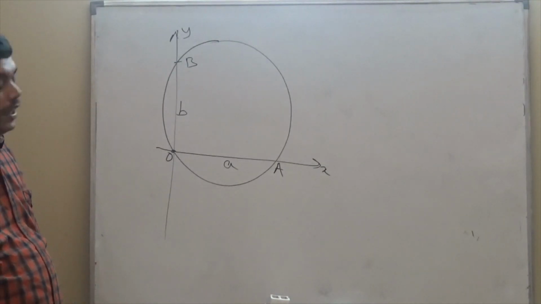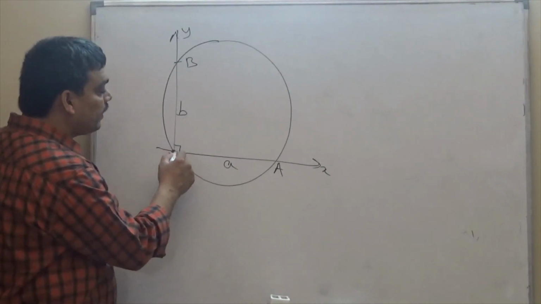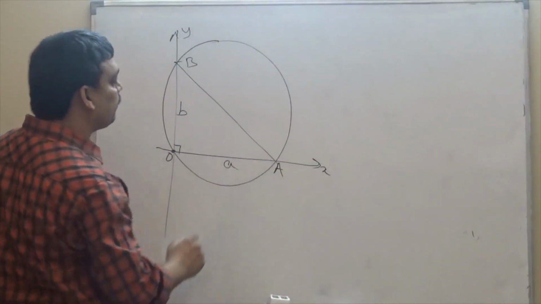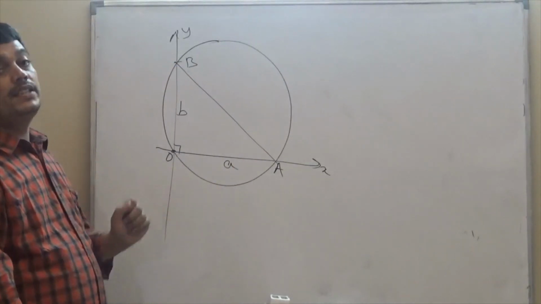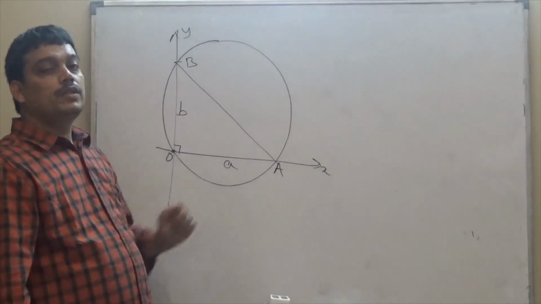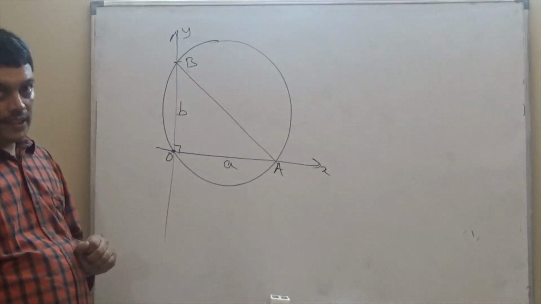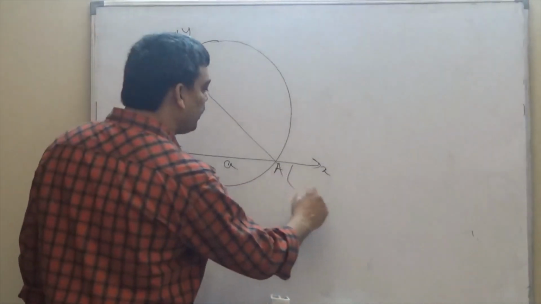So how do we use that? Since we know that this angle is 90 degrees, if I join AB, it is a chord which subtends 90 degrees at the center, hence it has to be the diameter. So if AB is the diameter, you can find the circle equation if you know the ends A and B. So how do I write the ends A and B?